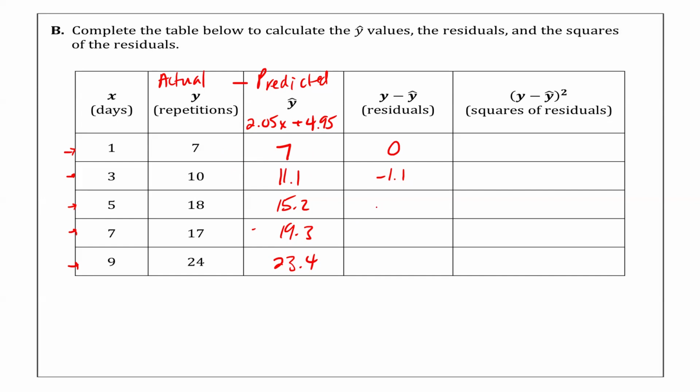All right. On the next one, 18 minus 15.2, we end up with 2.8. And then 17 minus 19.3, we ended up with negative 2.3. And then on the last one, we had a positive 0.6. Remember, we said that was pretty close, right? Like when we drew our little red line, it was very, very tiny, correct? Because it wasn't exactly on it, but it was very, very close, okay?